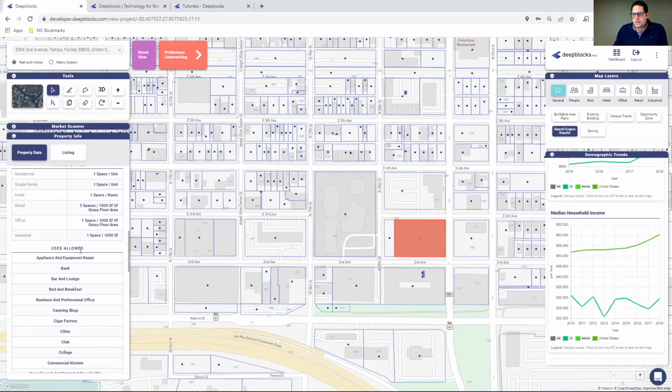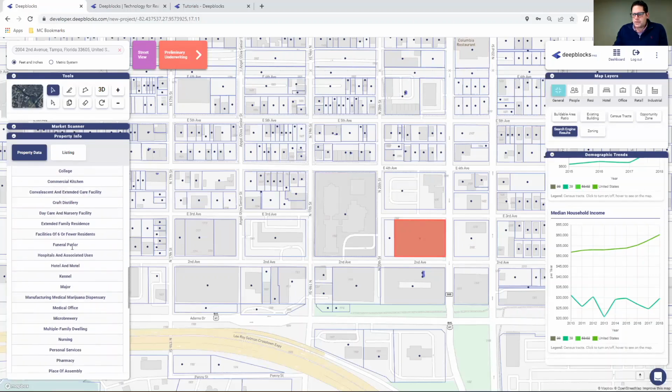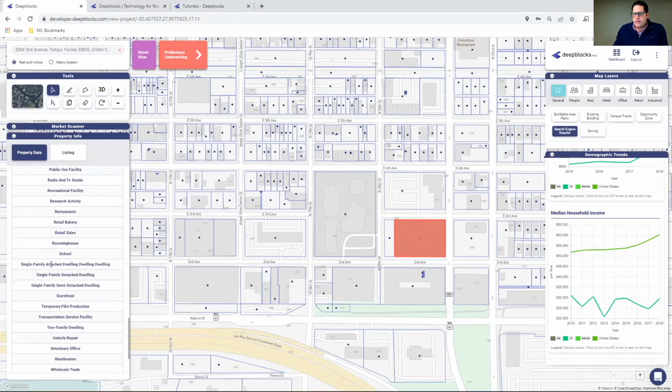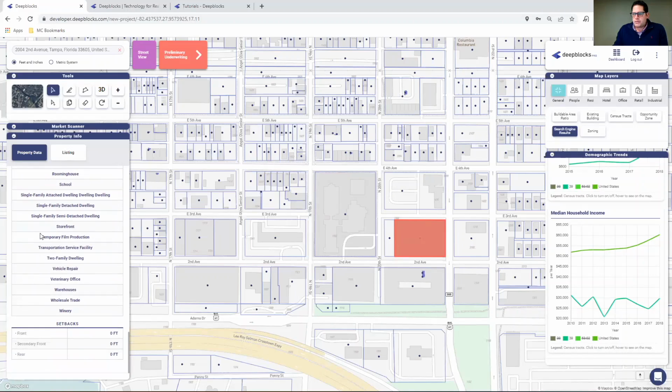And you can see now the uses allowed. It'll break down those uses allowed, and we'll see that single family detached dwelling is zoned for that, like we did in our search. And then we get our setbacks, and there's actually no setbacks. All right, so this could be a good potential parcel to develop on for this built to rent.